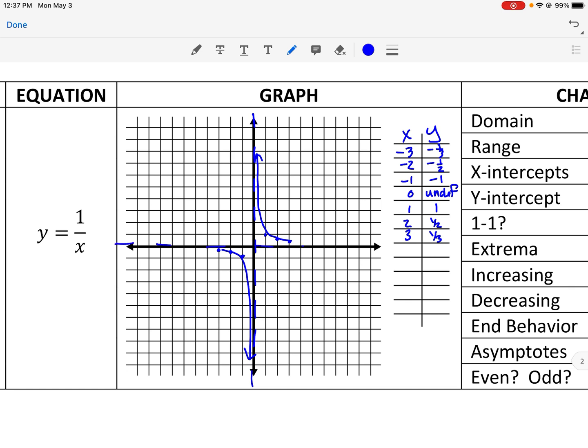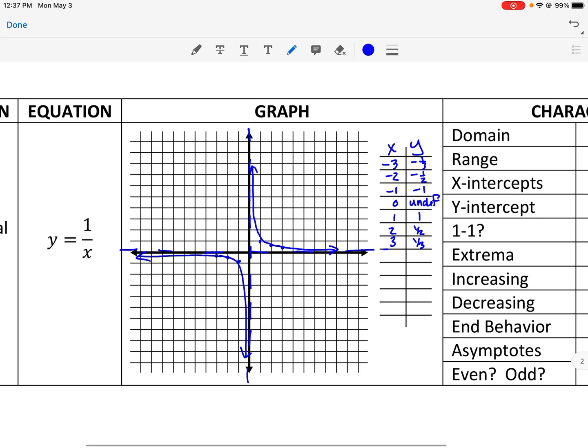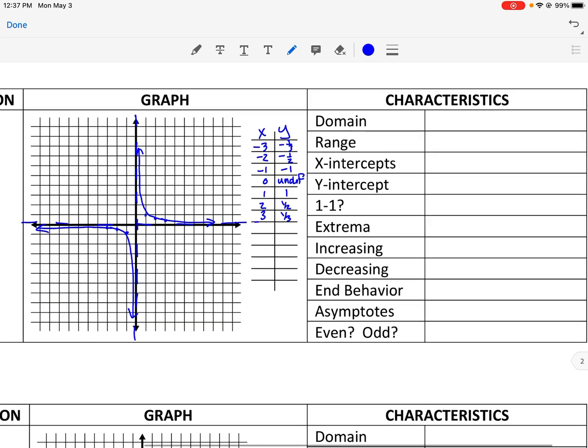But then we also have a horizontal asymptote for our reciprocal function. So as we go off to the right, it goes this way. As we go off to the left, it goes this way. So we have 2 asymptotes this time.